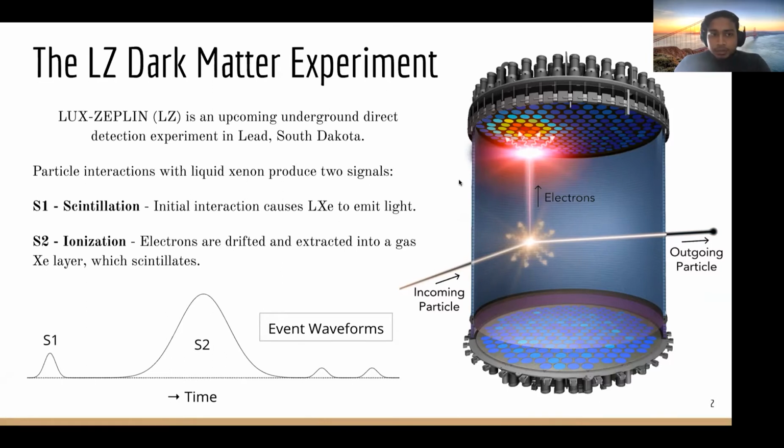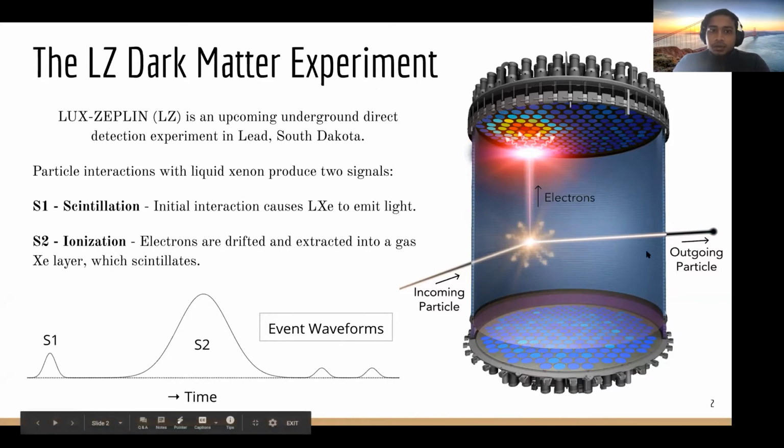The basic operating principle is you have an incoming particle, be it an electron or a photon or a WIMP or a neutron or whatever, and it interacts with the liquid xenon, which immediately produces scintillation light. This is a property of xenon that makes it very attractive to the dark matter and neutrino community. The scintillation light is detected by these arrays of photomultiplier tubes on the top and the bottom.